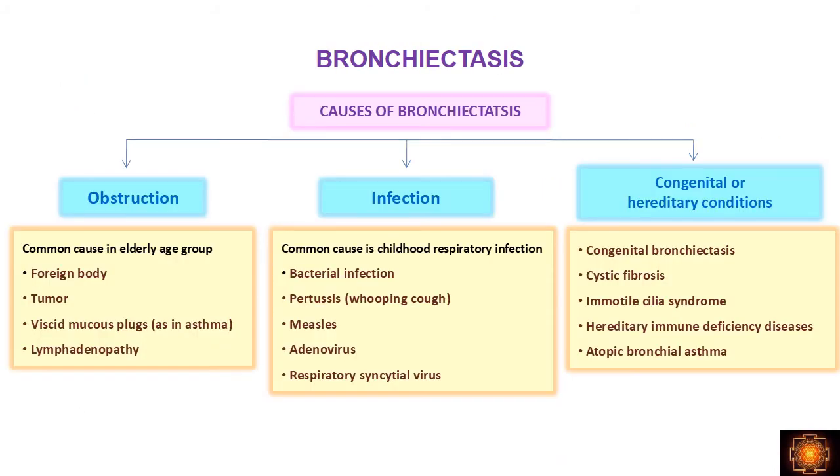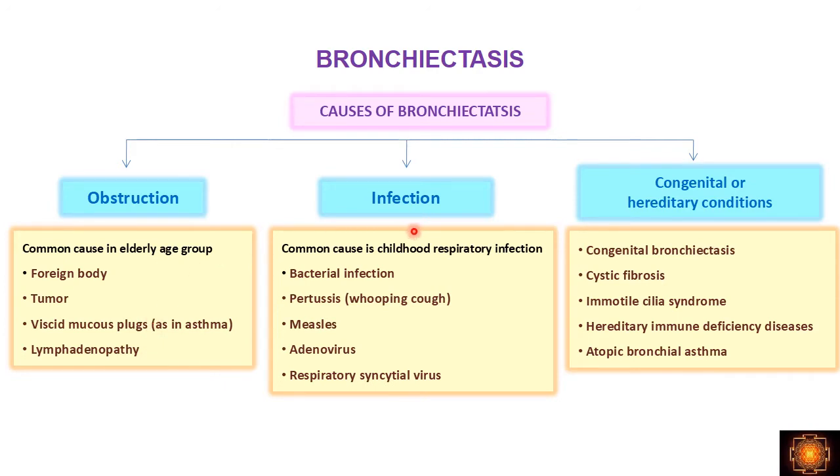Now broadly, the causes or etiological factors of bronchiectasis are classified as obstructive causes, infections, and then congenital or hereditary conditions. In obstruction, this is one of the commonest causes in the elderly age group. Here the obstruction can be because of a foreign body, or a tumor, or viscid mucous plugs, or lymphadenopathy adjacent to the airways, which causes compression and obstruction. So these are all the causes in the obstructive etiology.